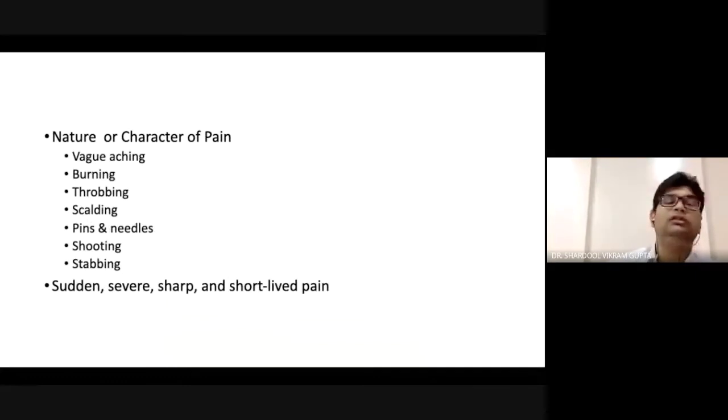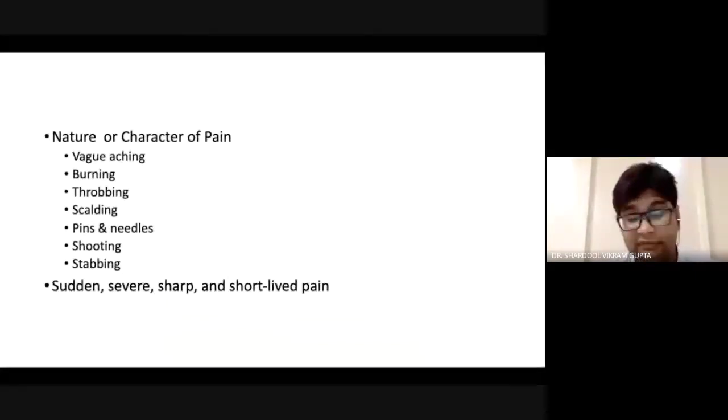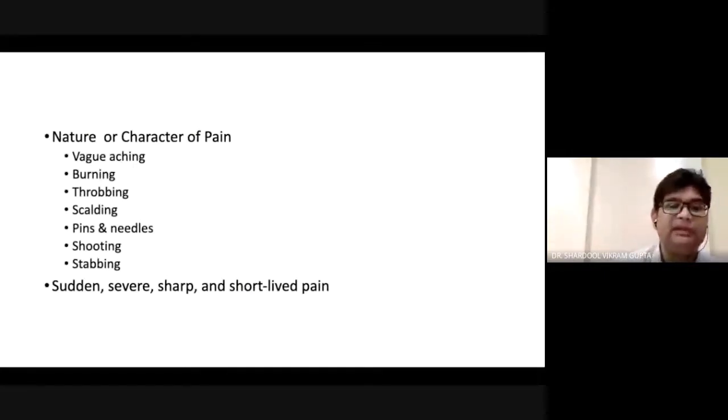So then you will proceed to the nature and character of the pain. Character of the pain is one of the most important findings to demonstrate in the pain, because it will directly lead to some sort of organ system or some sort of peculiarity, like whether it is vague aching pain or burning pain or throbbing pain. Inflammatory pain will have throbbing pain. And whether it is a scalding, pins and needle sensation, patient will have pins and needle sensation in peripheral neuropathy or neurogenic origin of the pain.